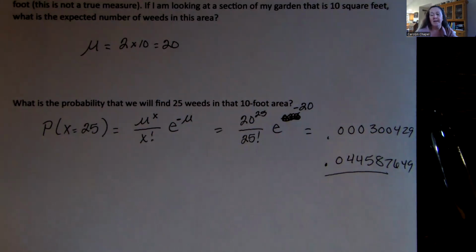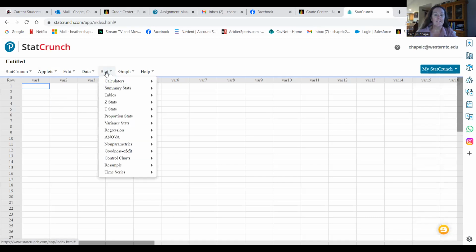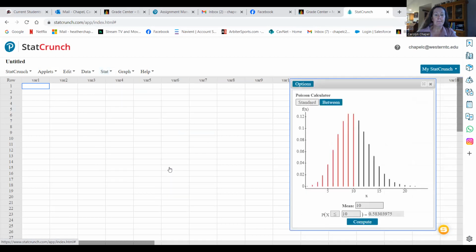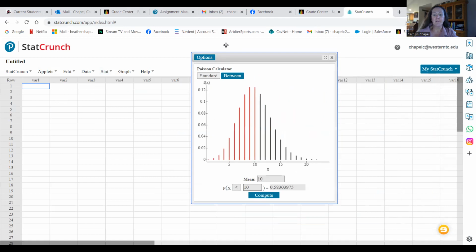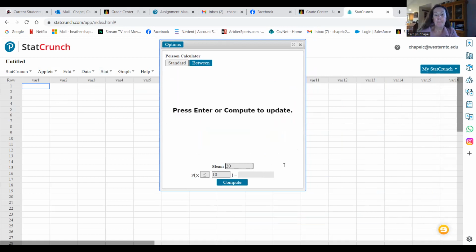Okay, so again, I'm going to go back into Excel. And actually, I'm just going to go into StatCrunch here. Okay. And show you how to do that in StatCrunch. So again, we do not need to type anything in StatCrunch, but we're going to go under Stats, our calculators, and it is alphabetical. So you'll notice Poisson is way down here towards the bottom. We do have options here as well. But again, it just asks for our mean, and our mean was that 20. And we are looking for the equal.